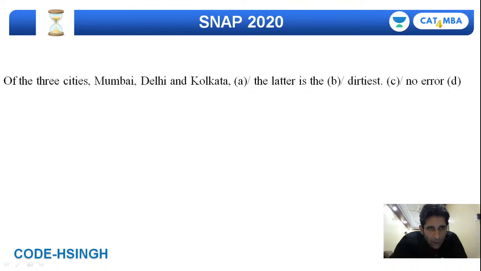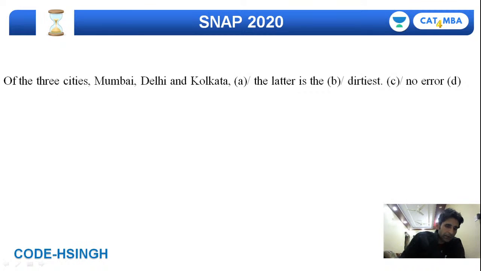Okay, Nachiket says B option should be it. Guys, anyone else who can answer this question? Of the three cities, Mumbai, Delhi, and Kolkata, the latter is the dirtiest. Then there is this one option that says no error. So what do you say? Okay, Swati says B option.